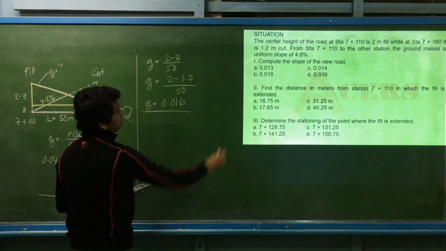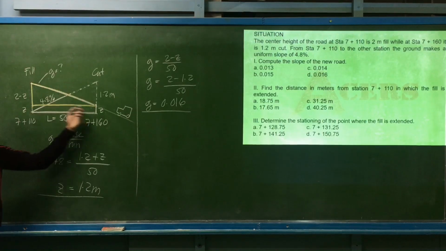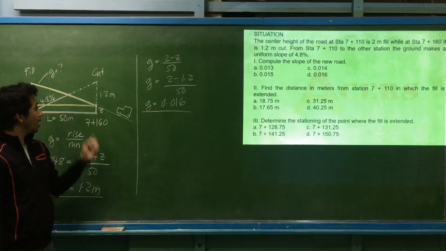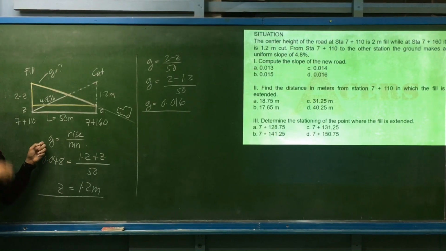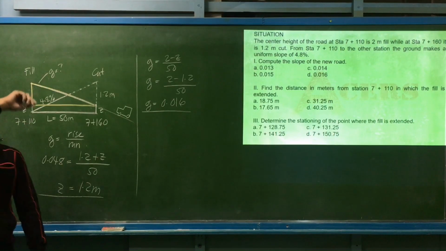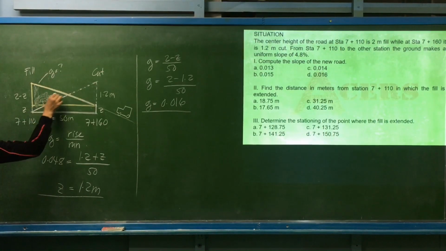for the first requirement. So letter D, dog, is our answer to the first question. So what we do here for cut and fill is make triangles, since slope or grade is rise over run. Okay, the next: find the distance in meters from station 7 plus 110 to where the field is extended. This is our fill portion.